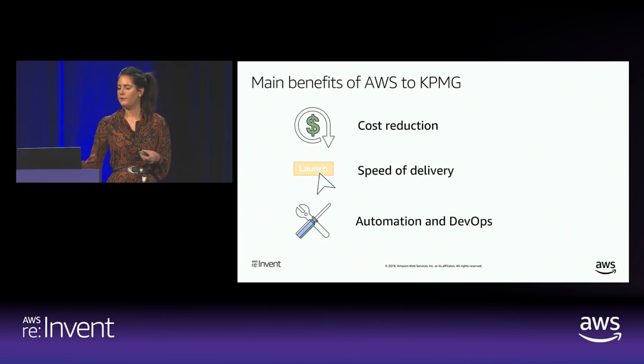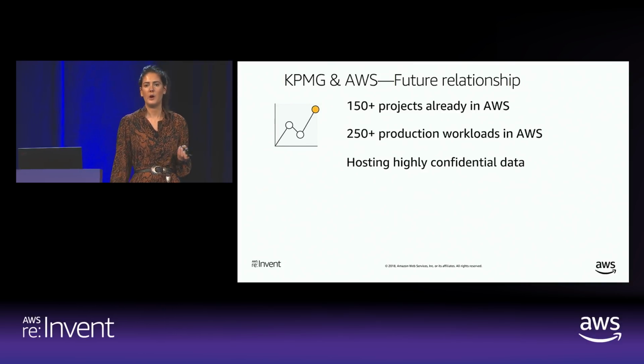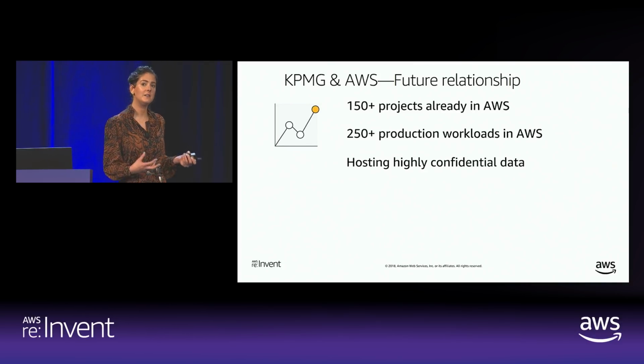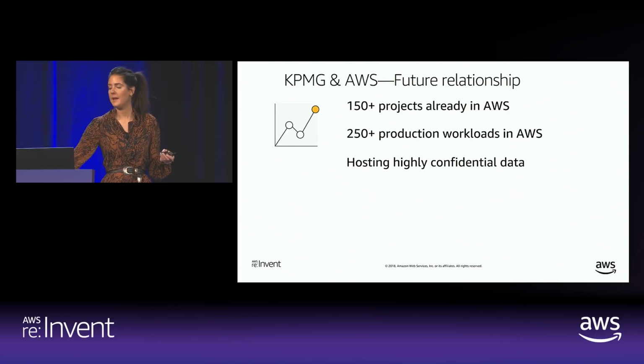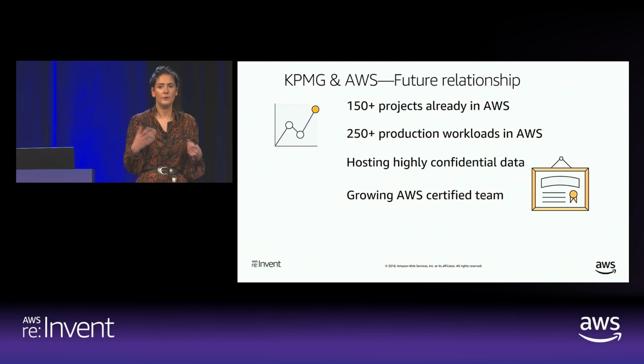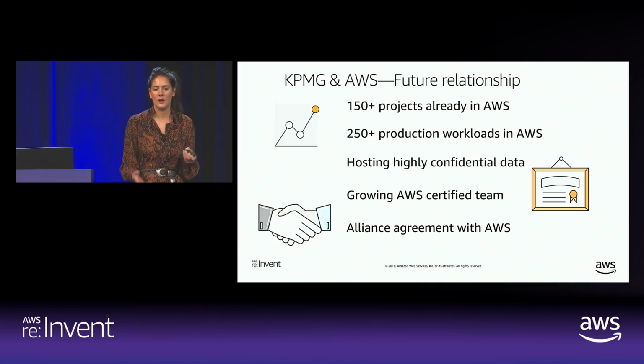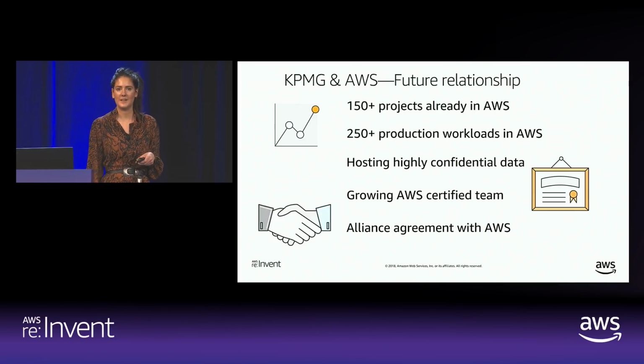So what's the future for KPMG and AWS? Well, as I've mentioned, we've got 90% of our production workloads already in AWS. We're hosting banking clients' confidential data in AWS. We've got a growing team of certified engineers, so I would say most of our team have at least one AWS certification. We've got an alliance partnership with AWS. And as I mentioned before, we've been growing exponentially over the last 4 years, and there's no signs of that slowing down. So there's no signs of our usage of AWS slowing down either.